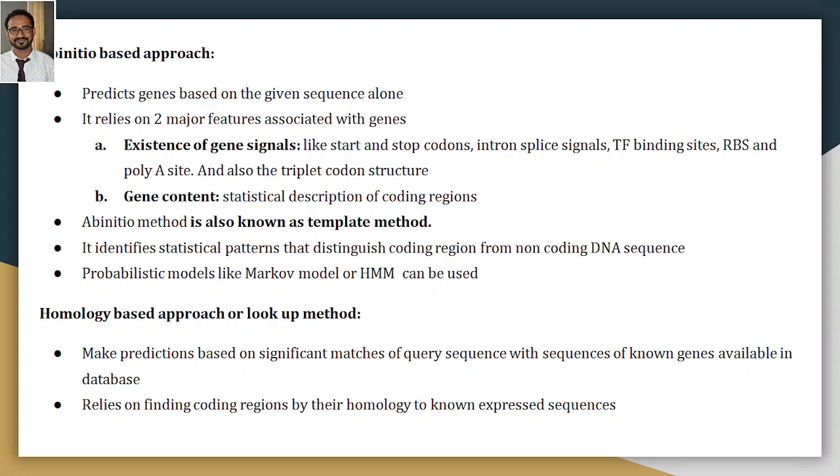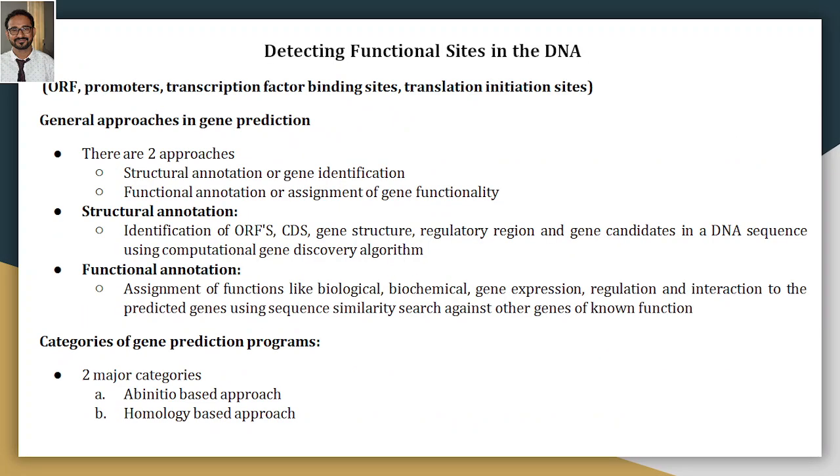That means it completely depends on how similar they are. Understood? So these are the two approaches we came to know. The two approaches for annotation are structural annotation and functional annotation. Then, for gene prediction programs, we have two major categories: ab initio and homology.